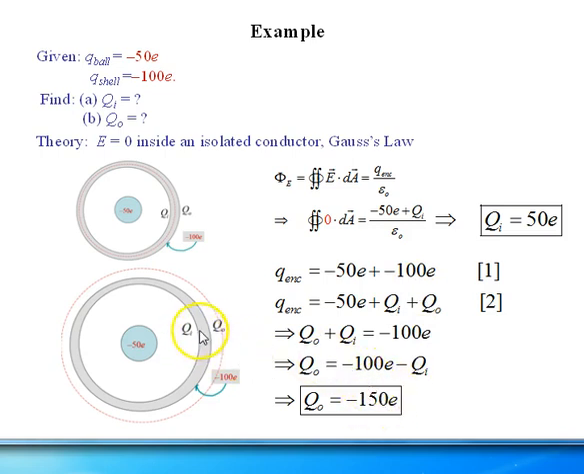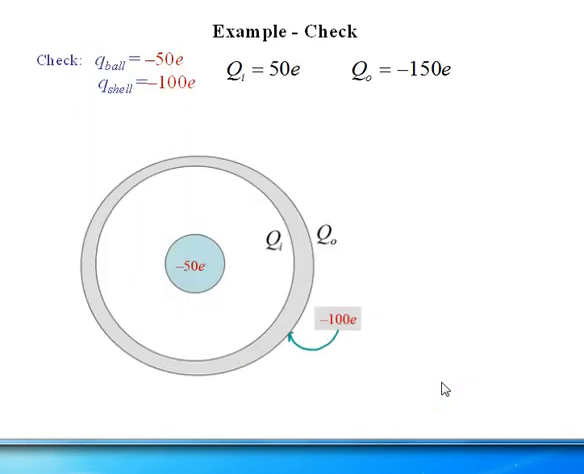So we can do a check here. QI plus QO is equal to the negative 100E, and that's equal to the charge on the shell. So that must be true. Our first check is that our QI plus QO is equal to Q shell, and that checks. The other thing we can do is, then further analyze this and evaluate what's happening with the electric field.